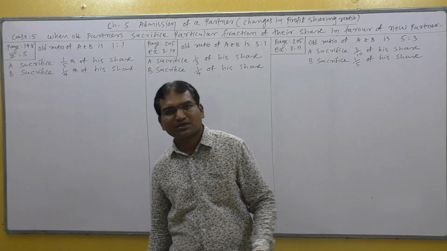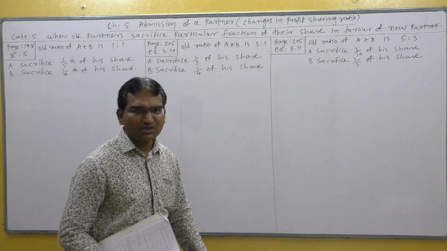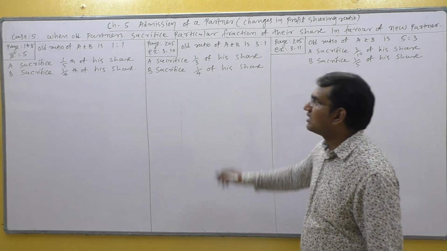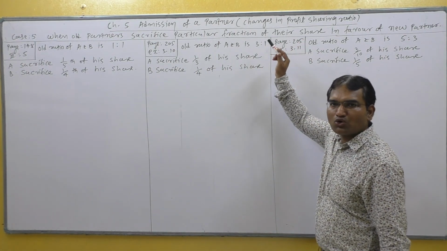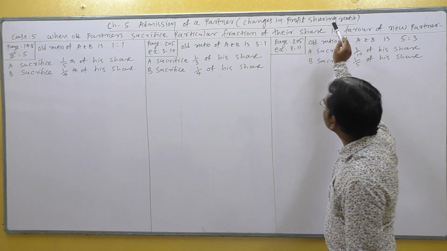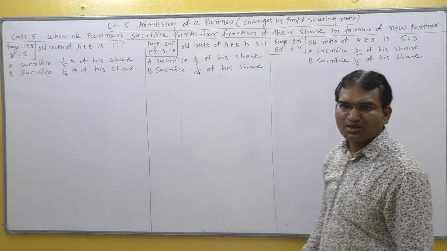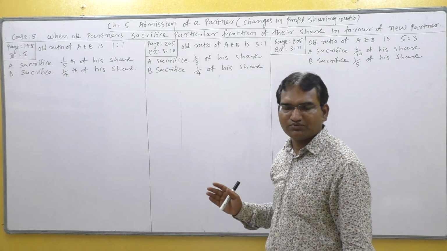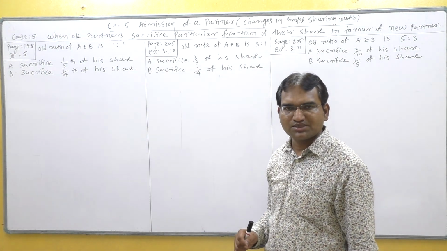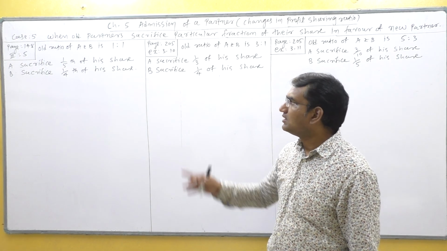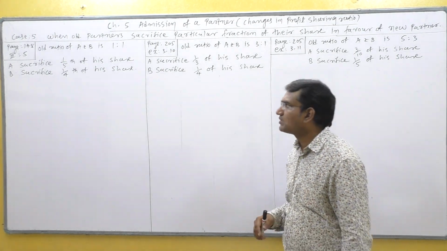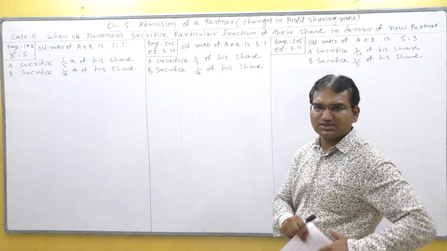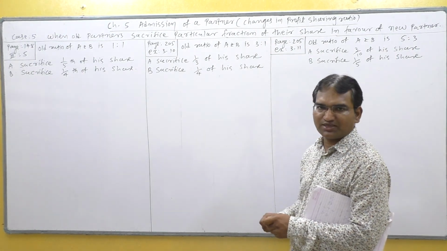Hello student, currently we are calculating short questions of admission of a partner and our topic is changes in profit sharing ratio. Previously we have completed cases number 1, 2, 3, 4, right? Means 4 cases completed. Today in this lecture we will discuss case number 5.